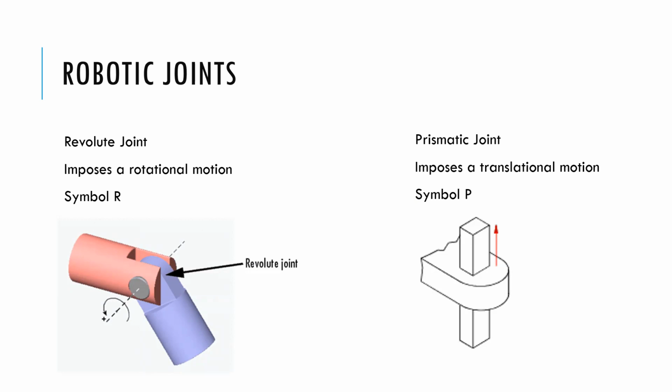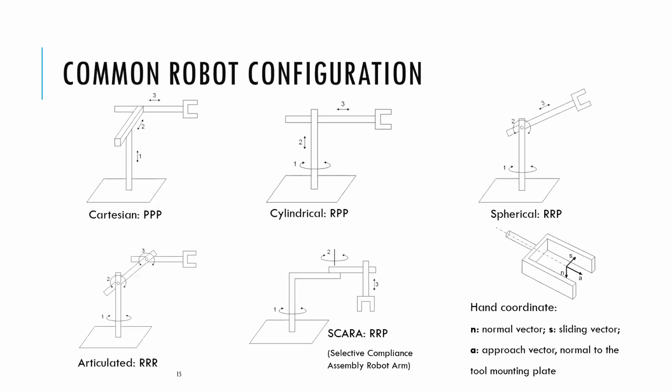And you can have an R and a P. They do have ball joints, but it's mostly R and P. And to get a ball, you just do multiple R's at the same location. So these are the most common configurations for robots.